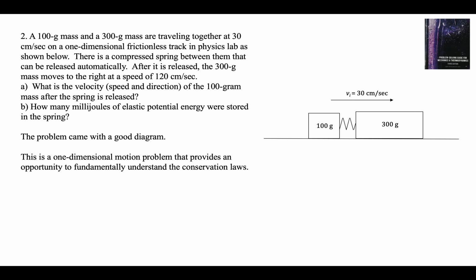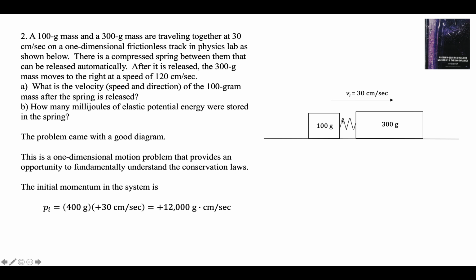There's our diagram it came with. This is a one-dimensional motion problem. It allows us to apply conservation of energy and conservation of momentum. The initial momentum in the system, you can group those two things, they're moving the same speed. 400 grams, moving 30 centimeters per second to the right. That's 12,000 gram centimeters per second.